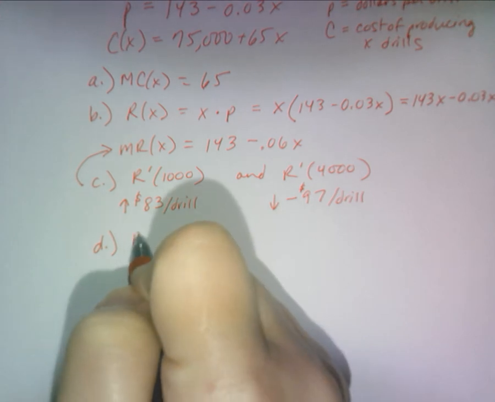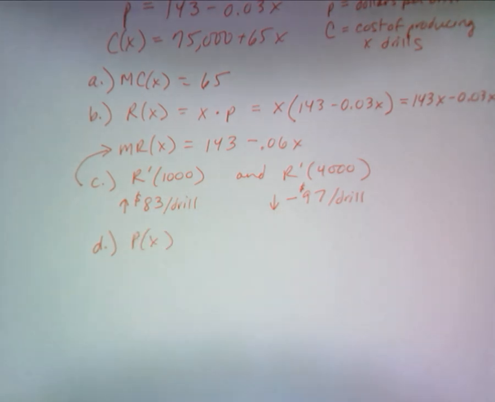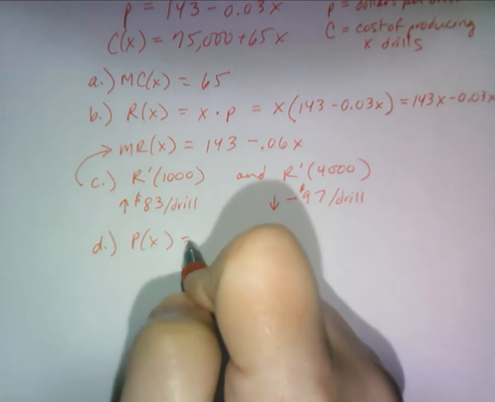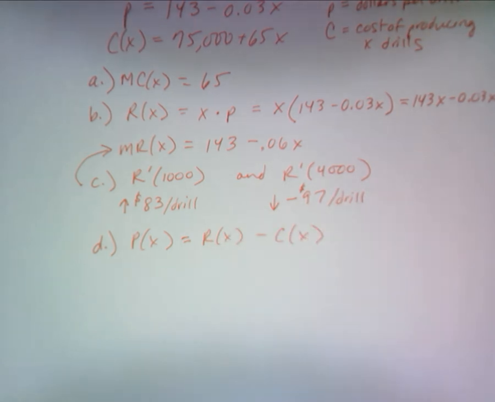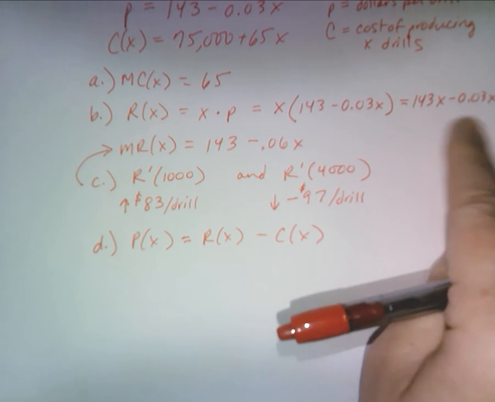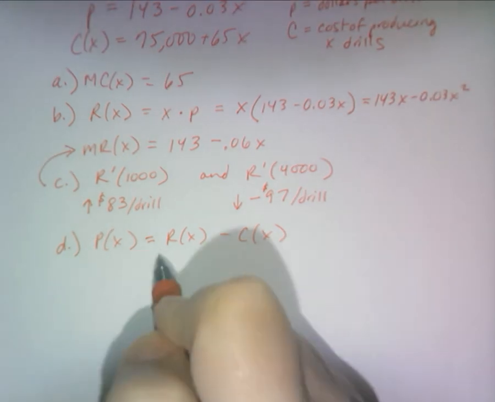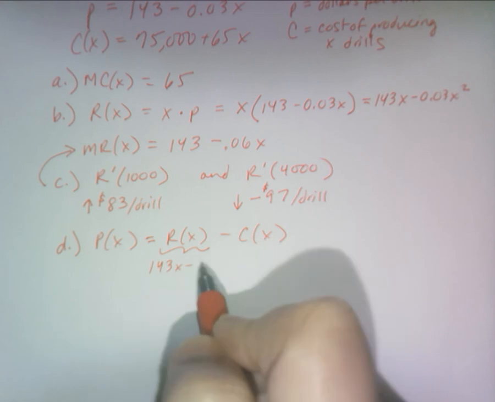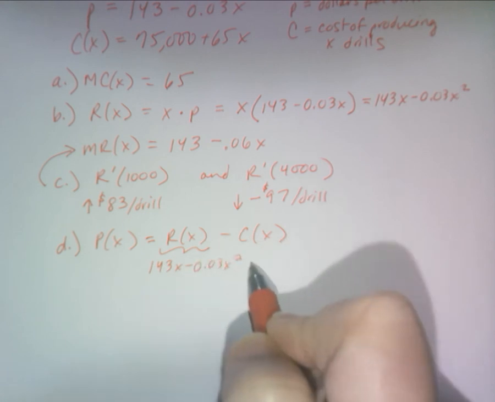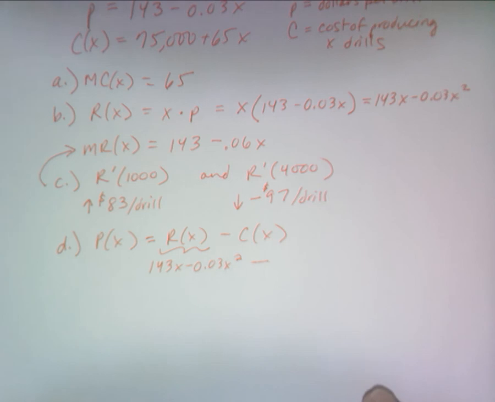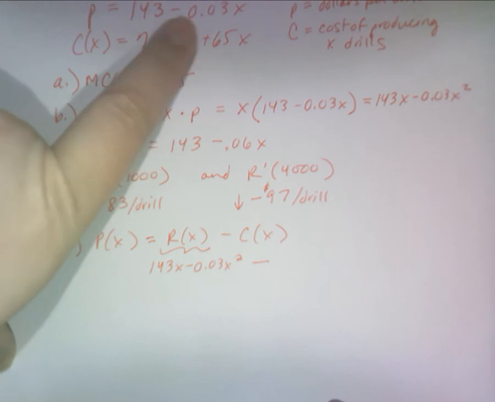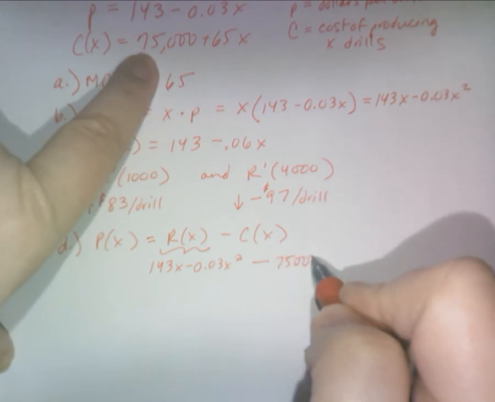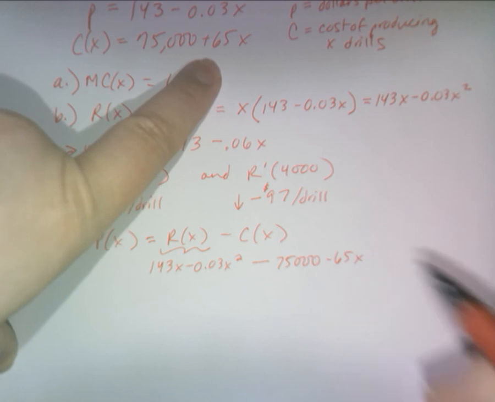Find the profit. What's the formula for profit? Look at your notes. That's why we have it. Revenue minus cost. Agreed? Take your revenue function, 143X minus 0.03X squared, and you're going to take away your cost function, 75,000 plus 65X. So I'm going to go minus 75,000 minus 65X. Do y'all agree?